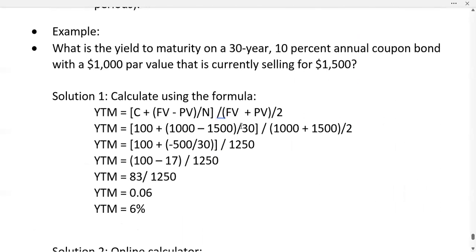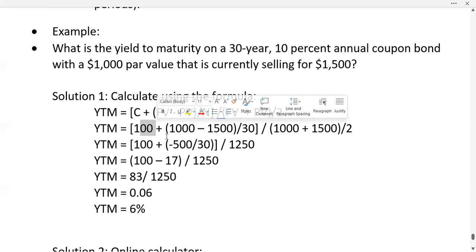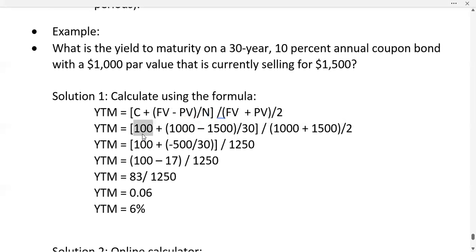In this example, what is the yield to maturity on a 30-year 10% annual coupon bond with a $1,000 par value, currently selling for $1,500? So let's calculate using our formula. We input as follows. $100 is your coupon times your par value, or 10% times 1,000. That's $100 there, plus your future value of 1,000 minus your 1,500, your present value, divided by 30, or your N, the number of periods.